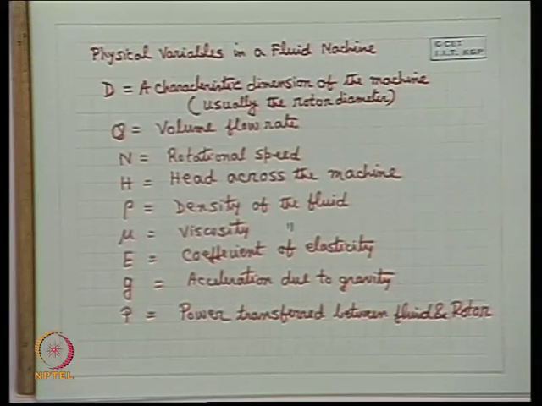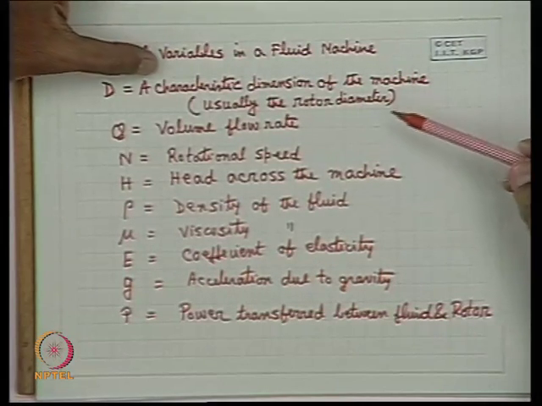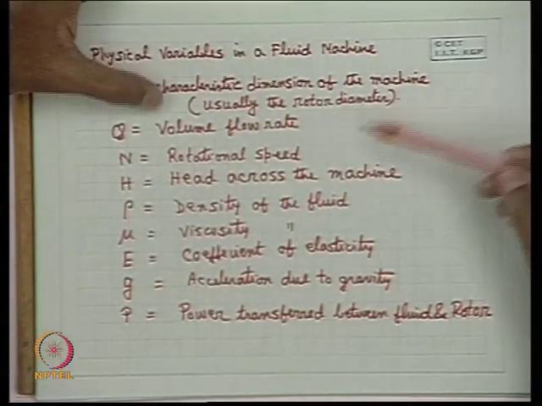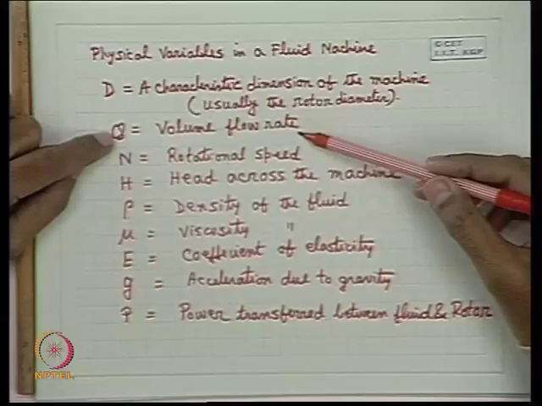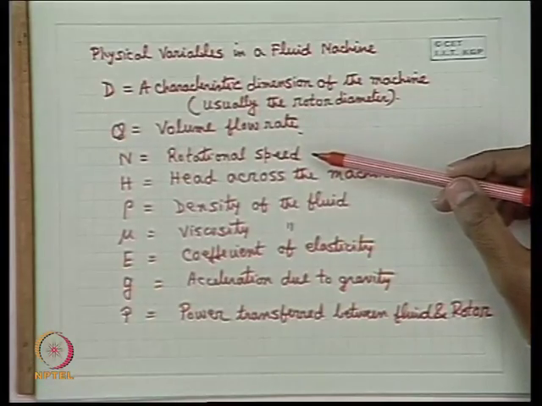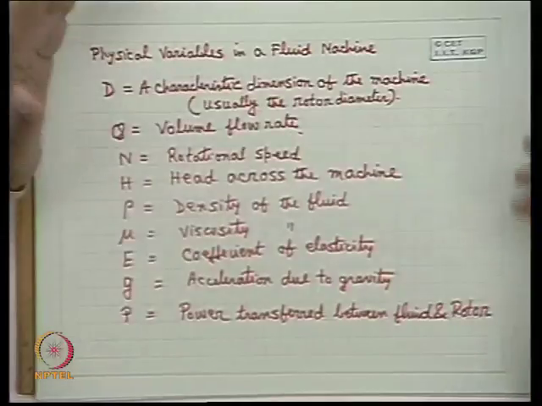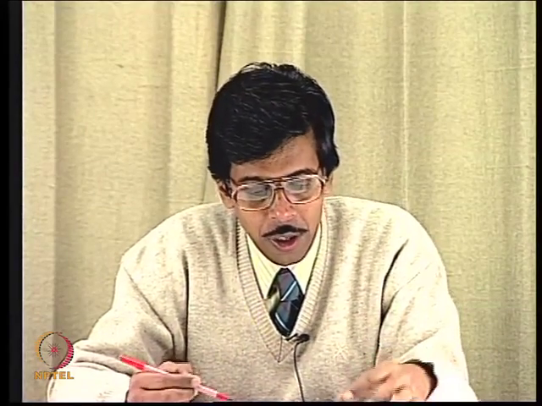Let us first talk about compressible fluid. D, a characteristic dimension of the machine, which is usually the rotor diameter. Q is the volume flow rate through the machine. N is the rotational speed. H is the head across the machine. In case of a turbine, this is the head given up by the fluid, or in case of a pump or compressor, this is the head developed by the fluid. That means the head across the machine.